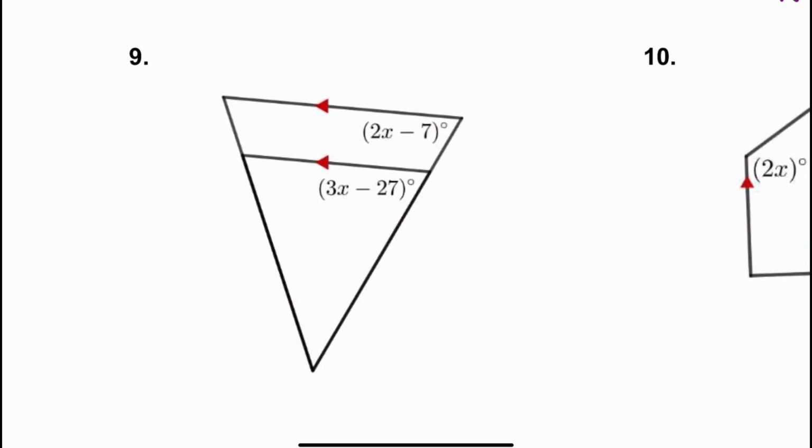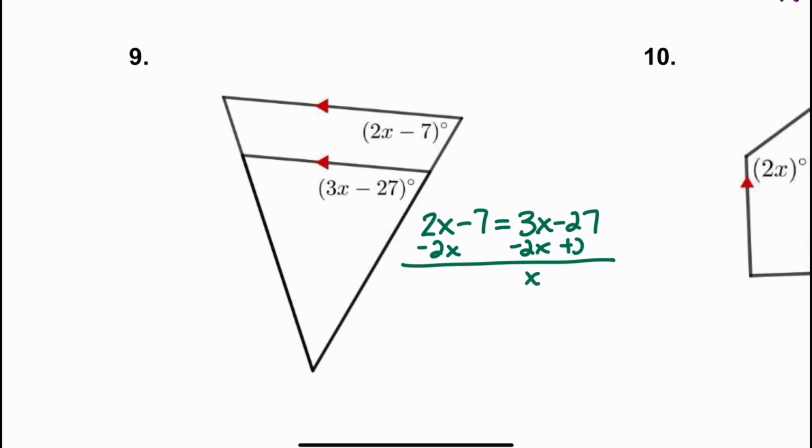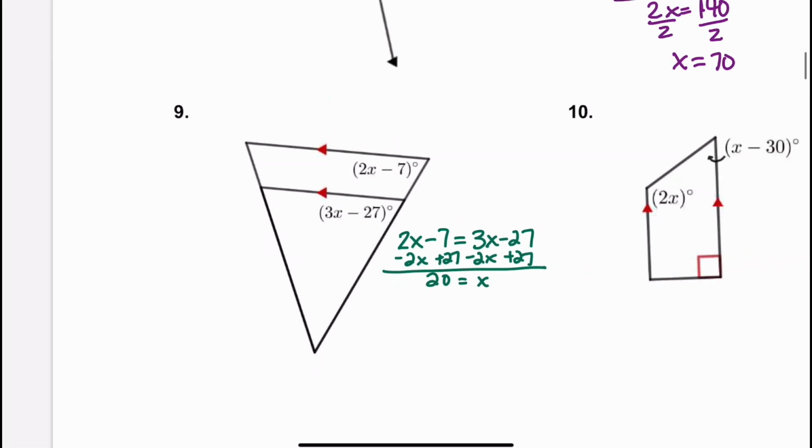On number 9, I have parallel lines. These are corresponding angles. They're on the same side in the bottom left corner. So those are going to be equal. So you have to kind of know whether you're going to set them equal to each other or you're going to add them up to equal 180. So these ones are equal. So we minus 2x from both sides. Let's add 27 to both sides as well. And so x is going to equal 20.